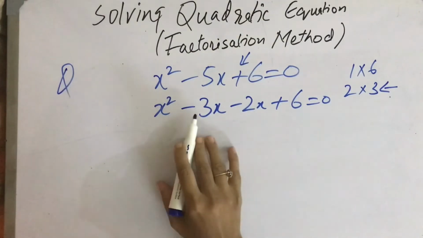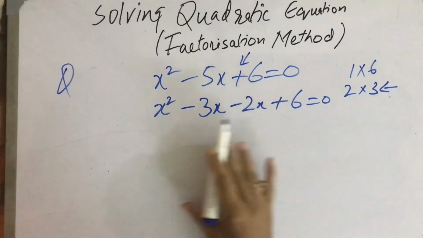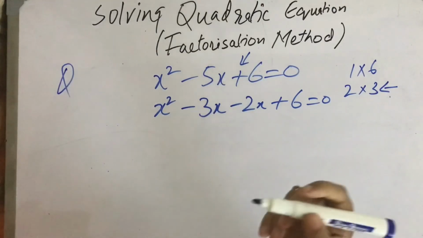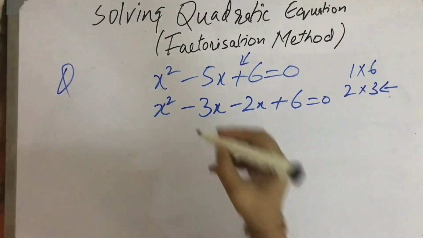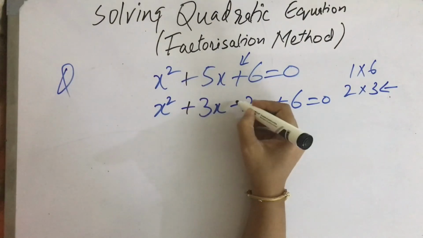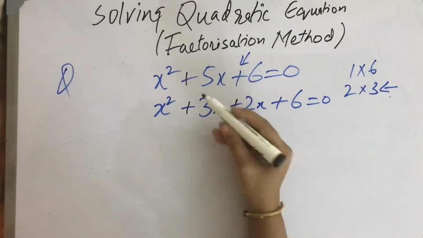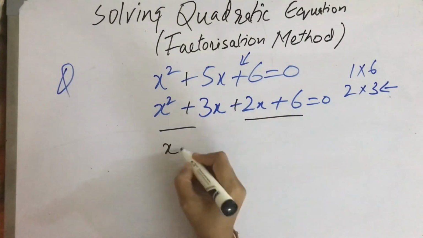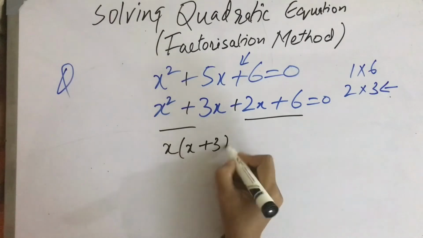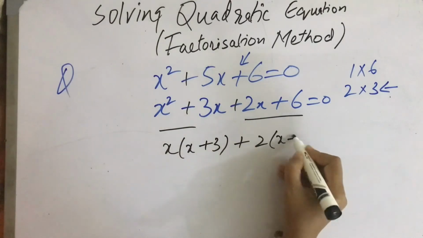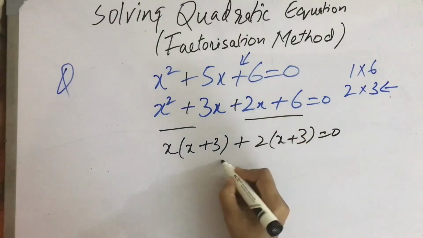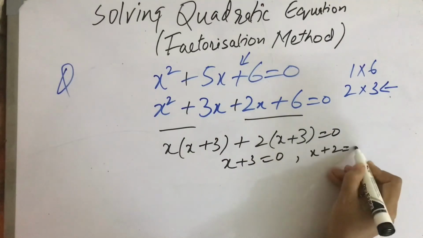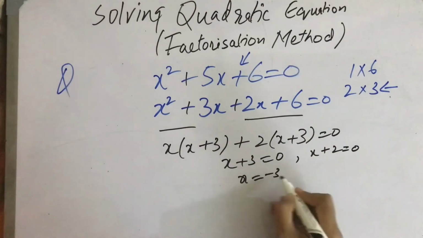Now you can see you have minus 3x and minus 2x is minus 5x, and when we multiply minus 3 with minus 2, you will have 6. Similarly, for the same question, if we take this plus, we will have plus 3x and plus 2x, 5x, and the product is 6. When you make the pairs, x will be common, x plus 3, and from here 2 will be common, x plus 3, and the final two numbers will be minus 3 and minus 2.